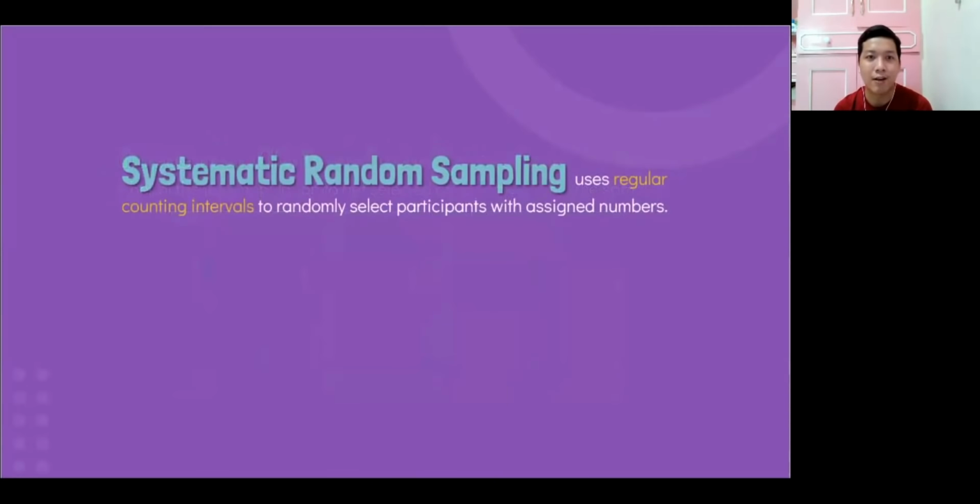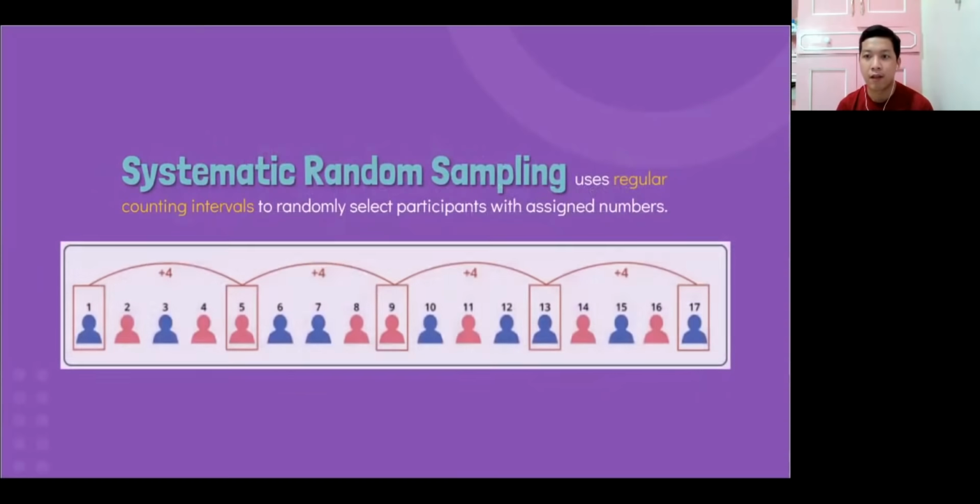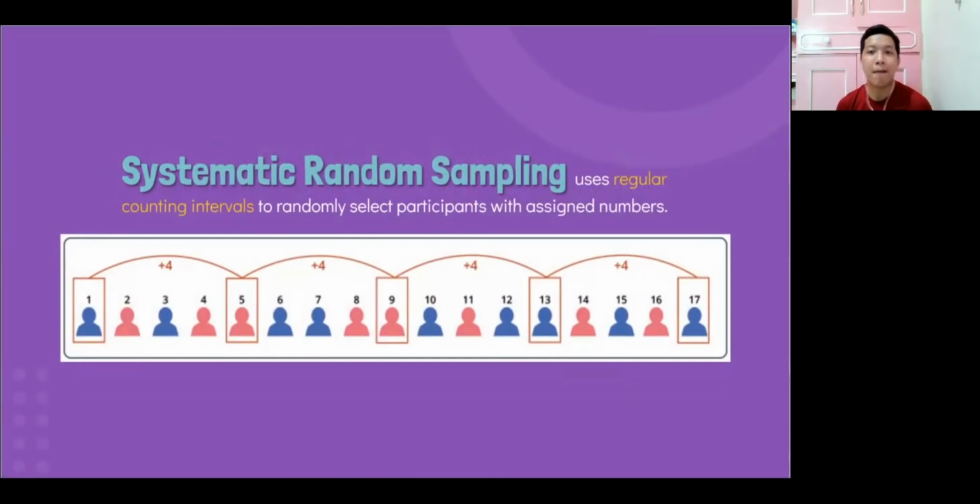Next is systematic random sampling. Systematic random sampling uses regular counting intervals to randomly select participants with assigned numbers. This interval is called the sampling interval, and it is determined by dividing the population size by the desired sample size. As you can see on your screen, systematic sampling imitates many of the randomization benefits of simple random sampling, but it is slightly easier to conduct. A researcher can use systematic sampling with a list of the entire population. However, unlike with simple random sampling, a researcher can also use this method when they are unable to access a list of their population in advance.